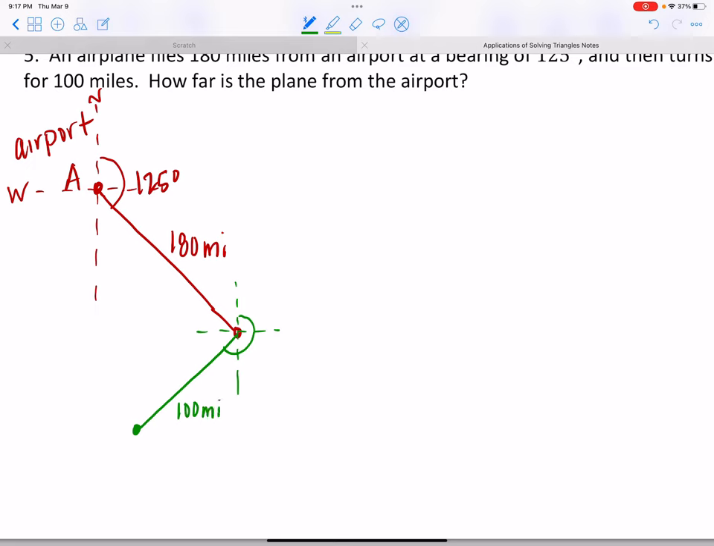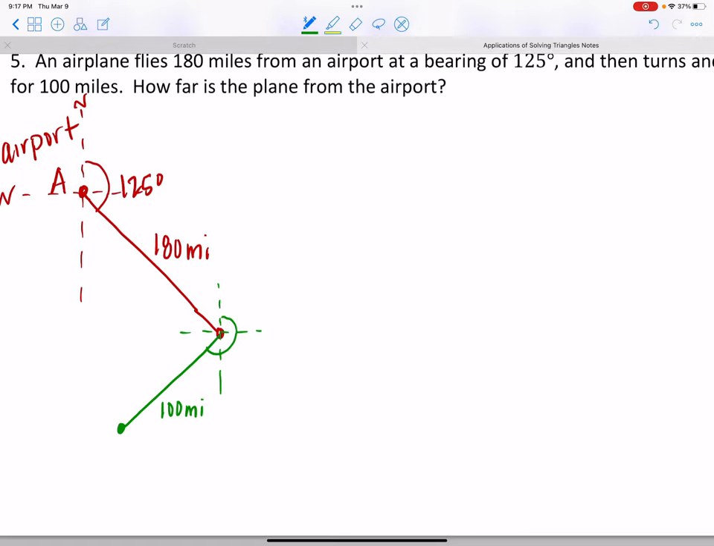And the question now is, how far is the plane? This is where the plane ended, having gone the 180, then the 100. How far is it from the airport? So how far is the plane from the airport? This missing piece of the triangle is the piece I'm going to be trying to find.